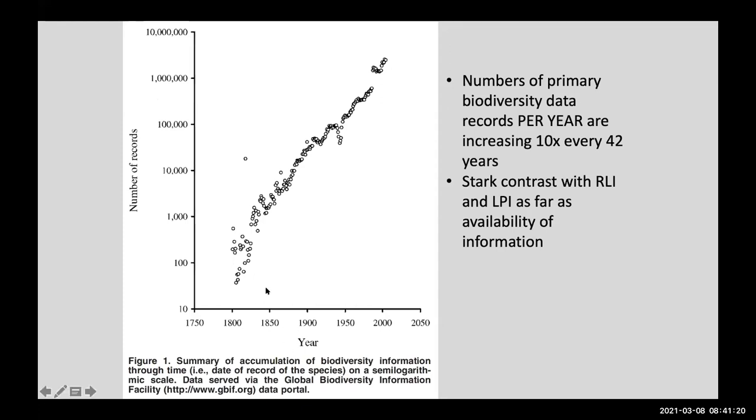So in 1850, there were a few thousand records being produced per year. In 1900, there were tens of thousands. In 1950, there were hundreds of thousands. In 2000, there were almost a million. But it's not just that the records are accumulating, but the numbers of records are exploding, okay? And so this is a real contrast to the Red List Indices and the Living Planet Indices, which in my view are information limited.